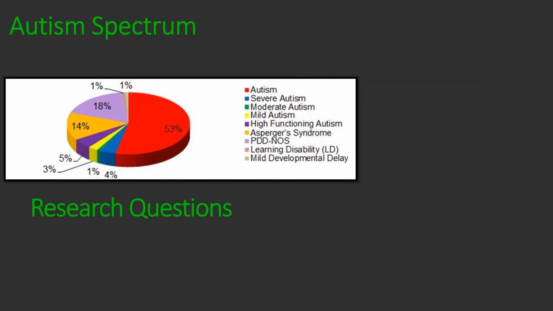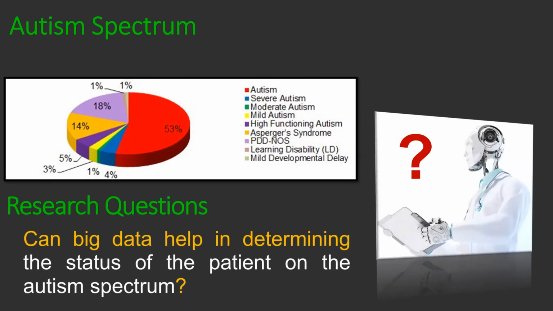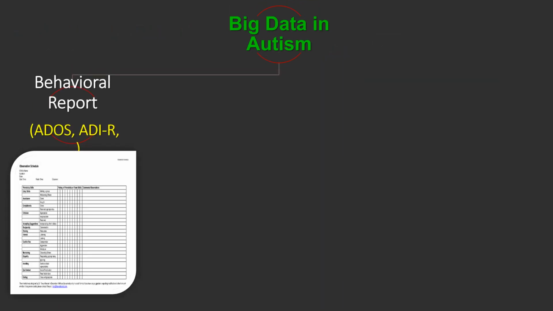So the question is, can we develop something objective and also early? So now we have the challenge of objective diagnosis and early diagnosis. This is why we start the concept called big data in autism. One of the inputs will be the behavior report, and we can use this behavior report as the ground truth. After 4 or 5 years, we can compare our diagnosis with the report that comes from 5 experts.